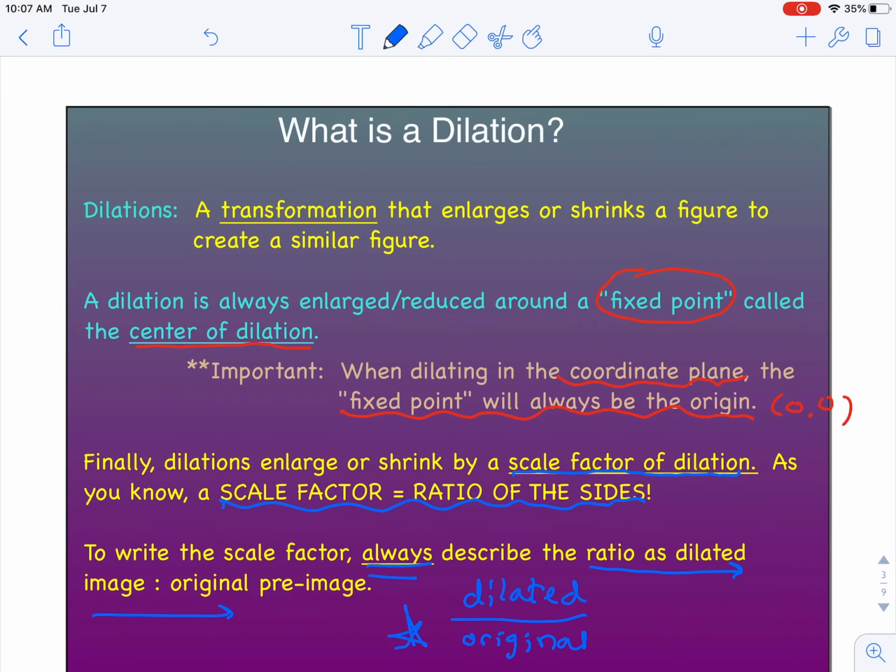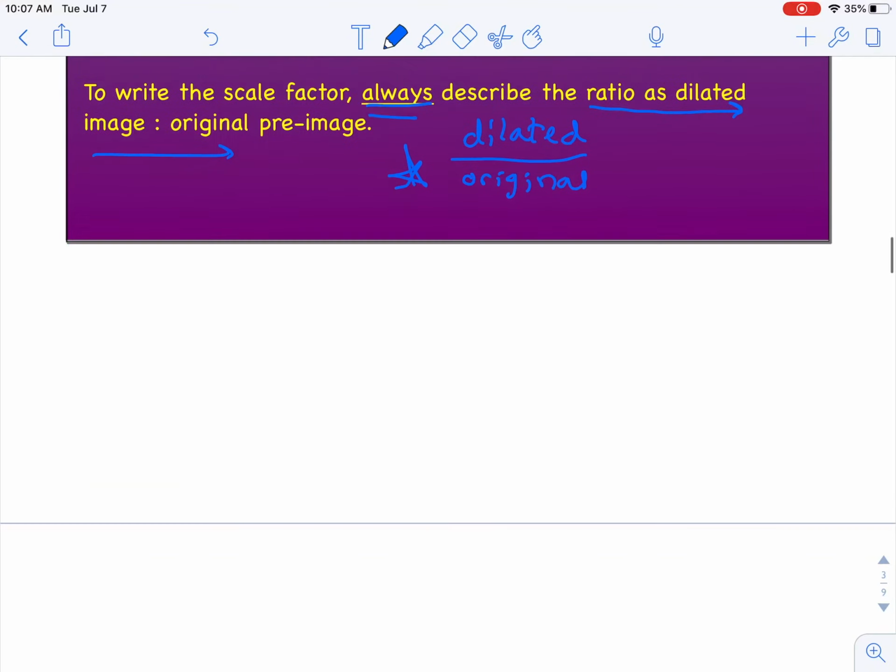That is very important in our dilation work, because they're not going to specifically state this triangle to a different triangle or polygon. But they are going to expect you to know that you need to always write the scale factor as the dilated image compared to the original image.